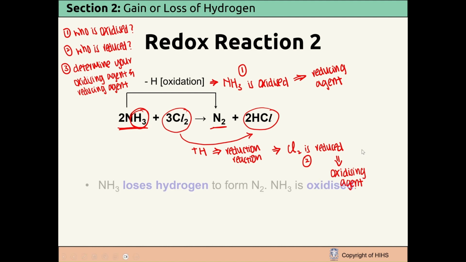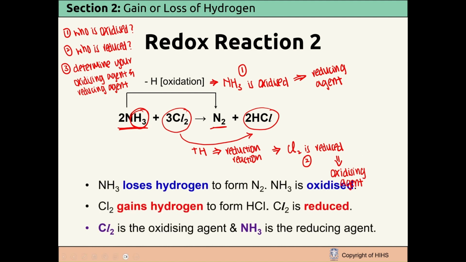Okay, so far, do we understand all this part here? To determine who your oxidizing agent is and who your reducing agent is, you have to first find out who is oxidized and who is reduced. Then from there you work backwards to see who the agents are. So this is the answer to question 3 that I posed earlier.